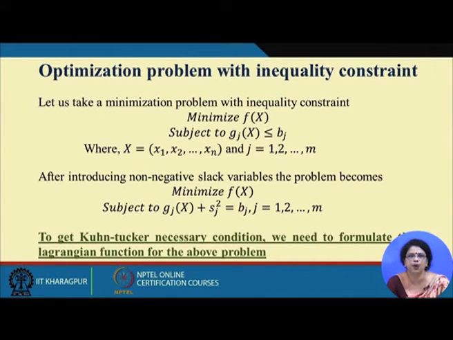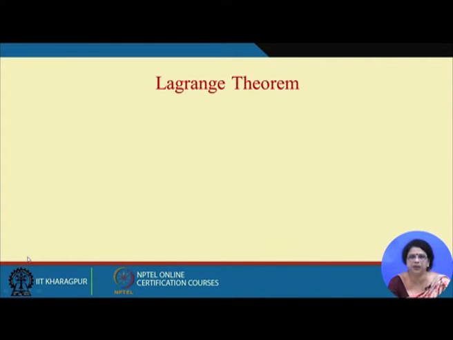We will construct the Lagrange function as well, but instead of introducing the Lagrange multiplier, here we will introduce the KKT multiplier. The significance of the KKT multiplier, and how to handle the problem with inequality constraints where the slack variables are there, all these things I will discuss. I will start discussing today only. Now, let me revisit the Lagrange theorem.